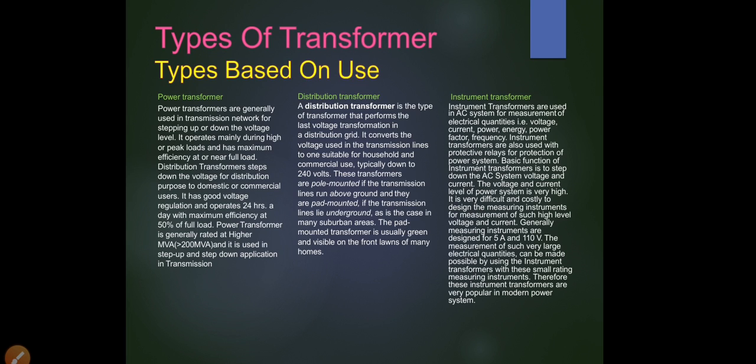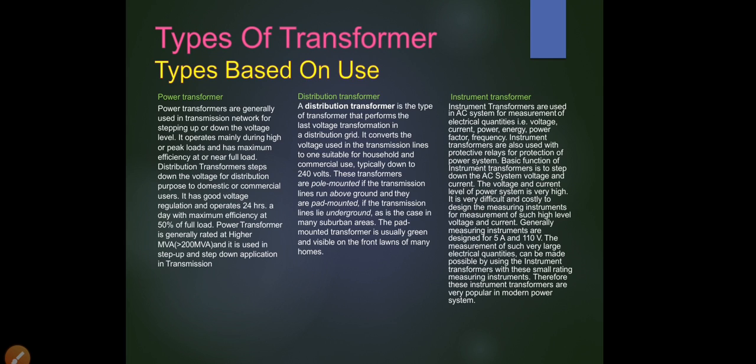They are typically stepped down to 240 volts. These transformers are pole mounted if the transmission lines run above ground, and they are pad mounted if the transmission lines lie underground, as is the case in many suburban areas, that is, metropolitan cities. The pad mounted transformers are usually green and visible on the front lawns of many homes. So these are the distribution transformers, LT lines, HT lines like this.